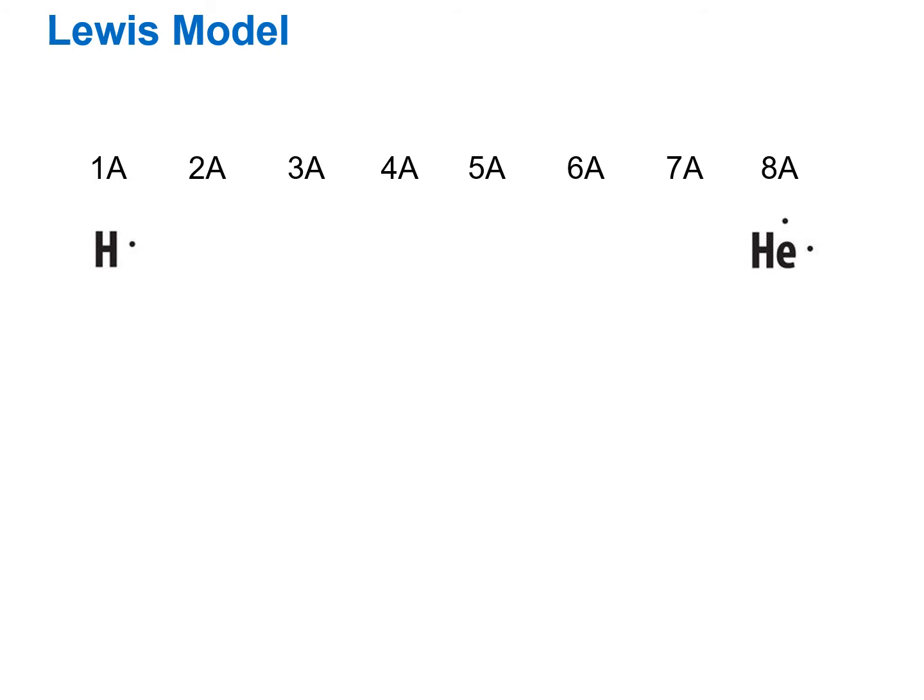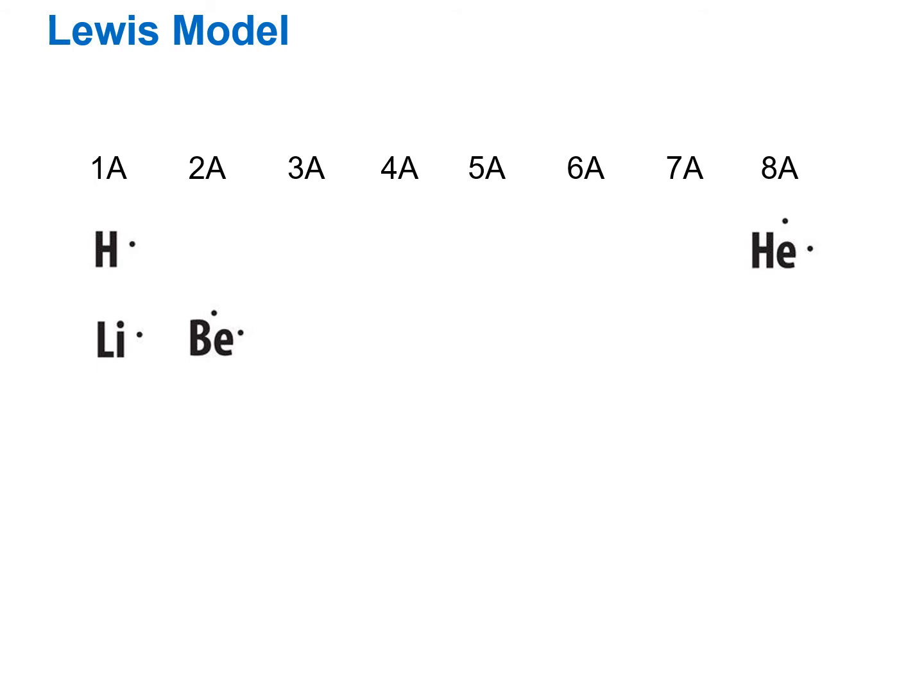Now, the third element is going to be lithium. And lithium has three protons, three neutrons, three electrons. Two of those electrons live in the first orbital, and then it has one electron that lives in its valence orbital. And we would draw its Lewis dot like this. Seeing a pattern there? Beryllium is the next player. It has four electrons. Two of them live in a valence. We would give it two dots.